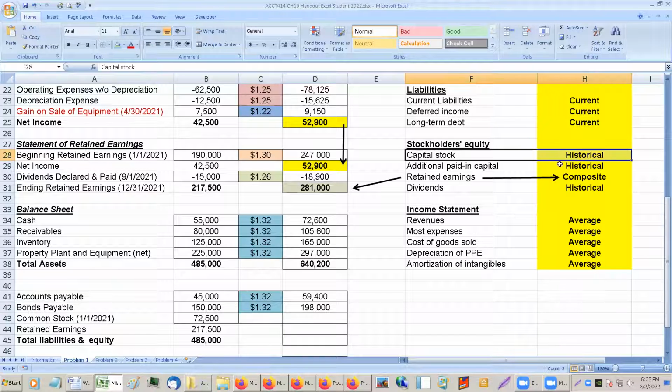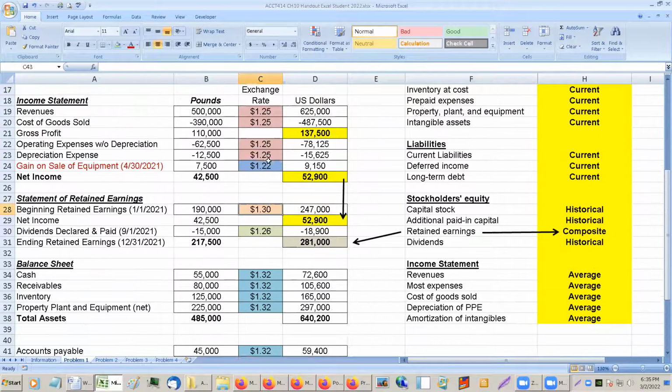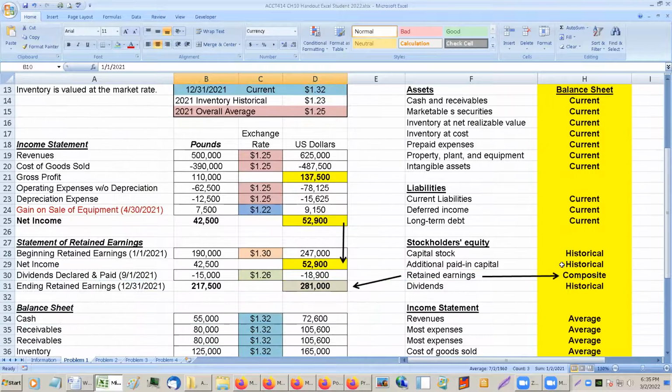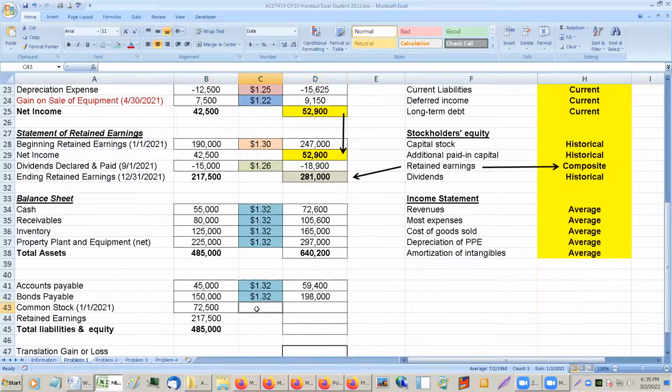Common stock is going to be at the historical rate, and that is that 130, I think. Let me go back up here. Yeah, the historical rate will be the 130. So this, let me copy it. Retained earnings will be 281.